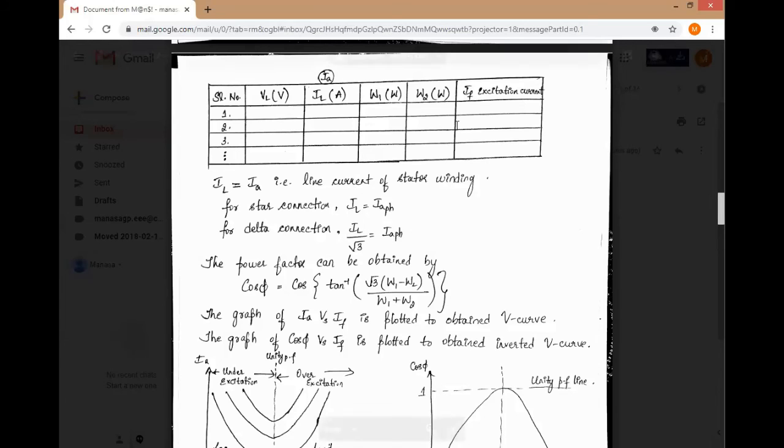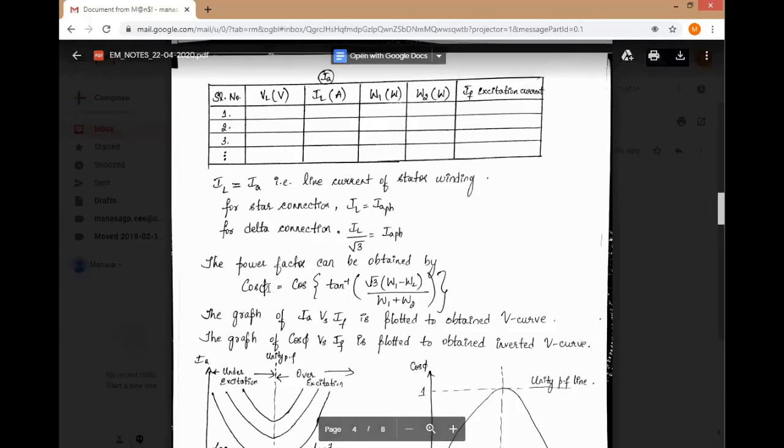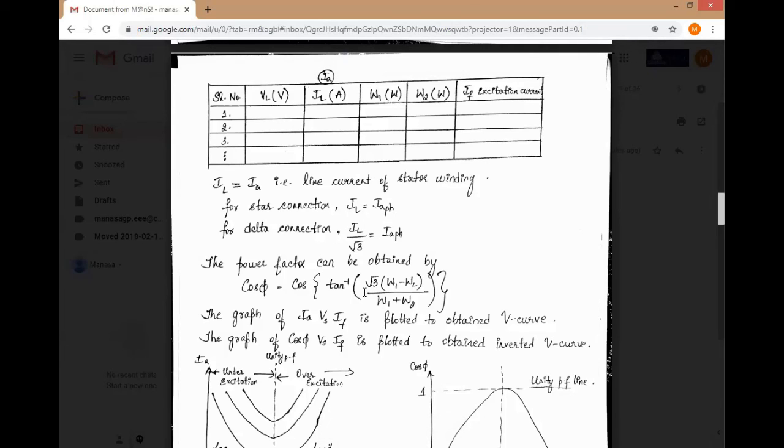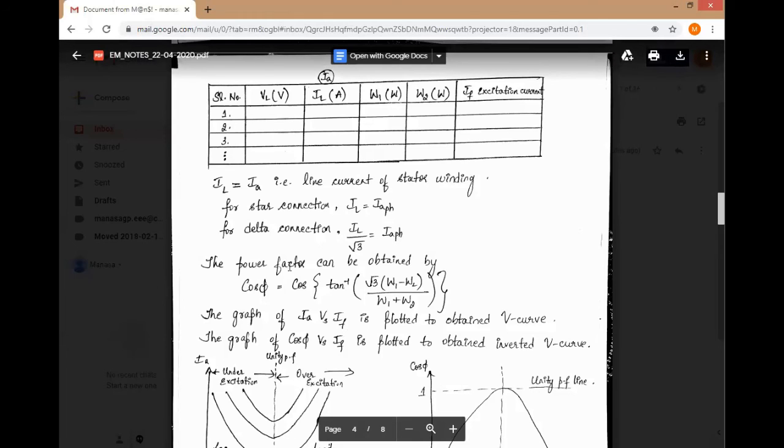After these values, how do you obtain the power factor? By using this formula. Hope you remember this formula. You have done a derivation to obtain this equation as well, by the 2 wattmeter method only. So the power factor is cos of tan inverse of root 3 times the difference of the 2 wattmeter readings divided by the sum of the 2 wattmeter readings. Because we have W1 and W2, substitute them in this equation for the different values of excitation, and you can obtain the corresponding power factor.